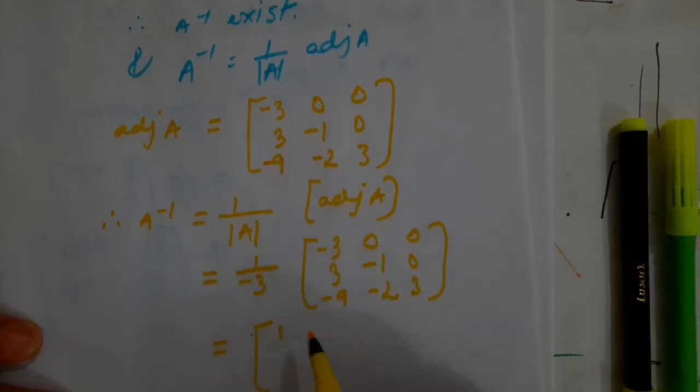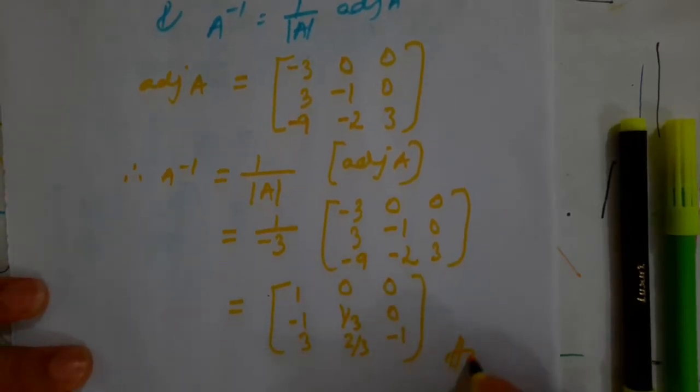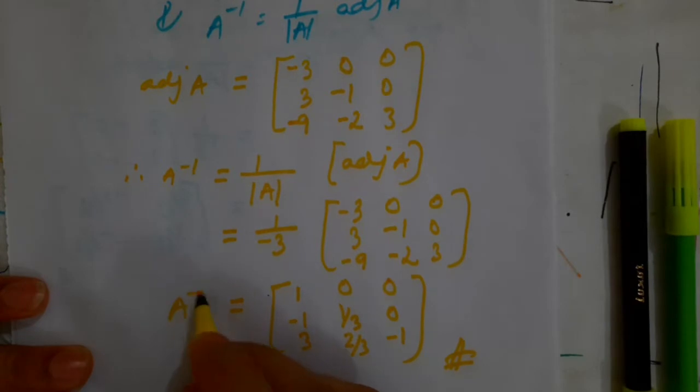This gives 1, -1, 3, 0, 1/3, 2/3, 0, 0, -1. That is the inverse of our matrix A.